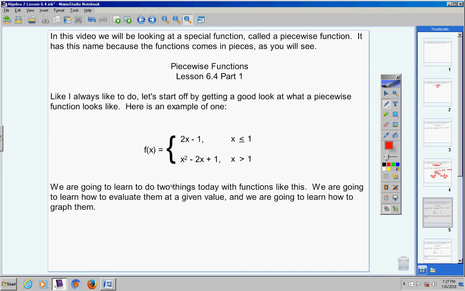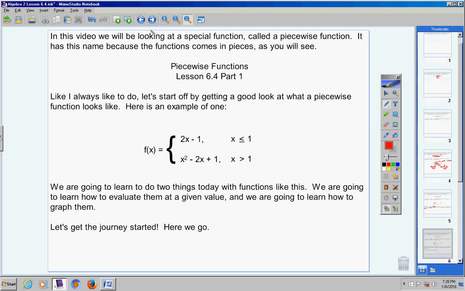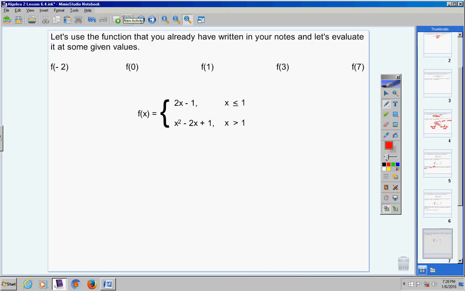Now, we are going to learn to do two things today with piecewise functions. We are going to learn how to evaluate them at a given value, and we are going to learn how to graph them. Okay? So that's what we're going to do today. Evaluate a function and graph a function. Alright? So, let's get the journey started with, I'm sure, a lot of excitement. Here we go. Let's go ahead and use this function that you have already written in your notes, okay? So in your notes, you should already have this function written down.